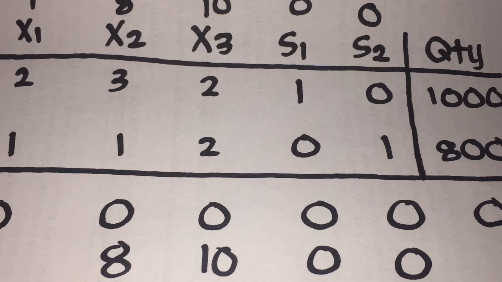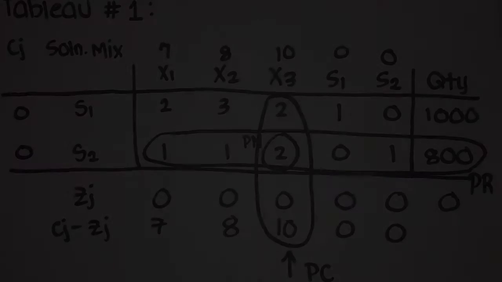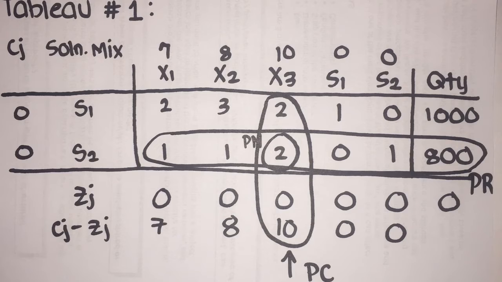Since this is a maximization problem, all the values of Cj minus Zj should be less than or equal to 0. And lastly, 0. But in this case, that result didn't show, so we can say that it is not yet optimal. For our entering variable, we need to see the most positive Cj minus Zj.